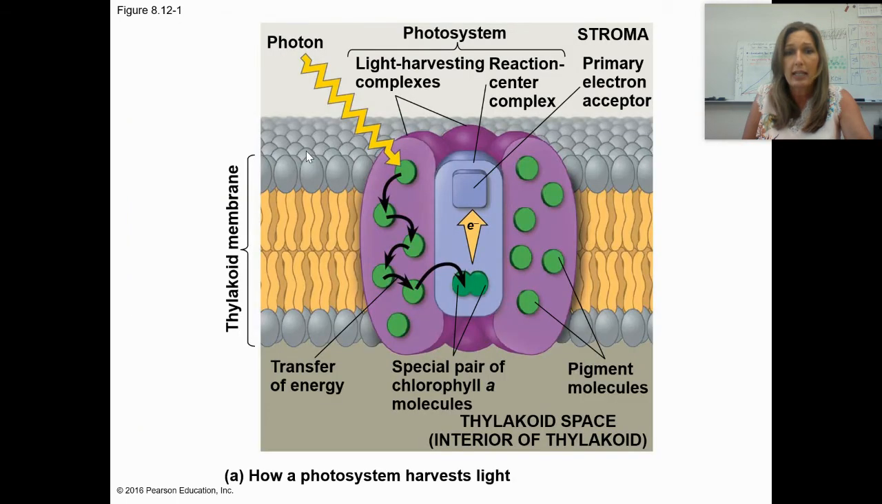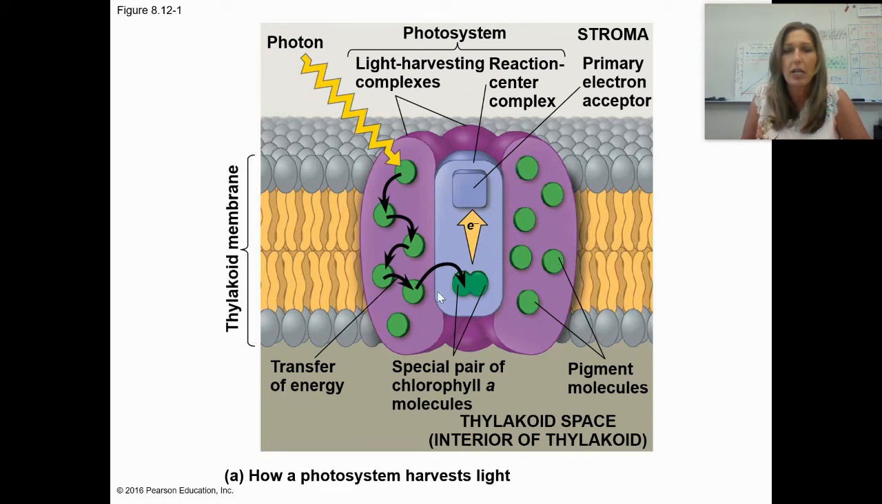Well, what the light is going to do is all of these pigment molecules will start passing their energy onto one special chlorophyll molecule. This is at the reaction center, where all of the pigments join together and say, okay, we'll pool our energy and pass it to this special chlorophyll A molecule.